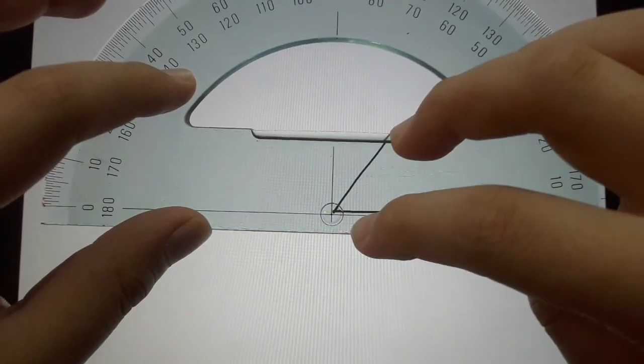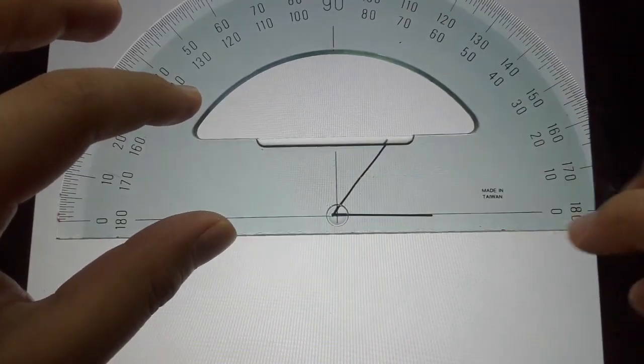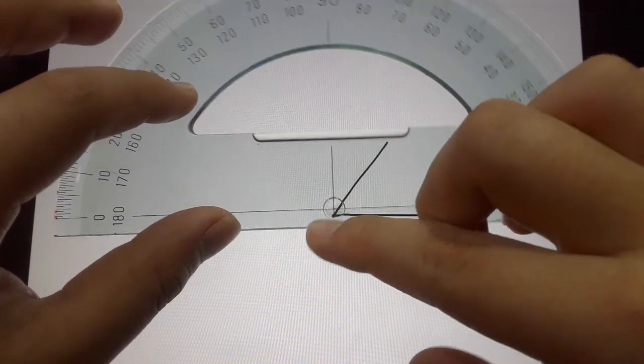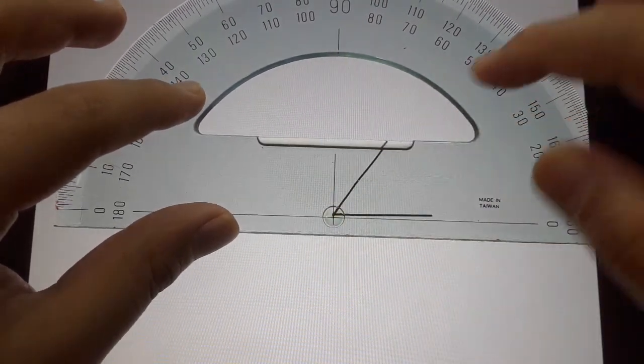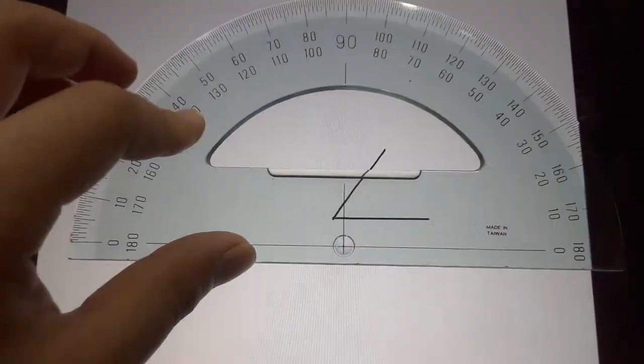Put the circle in the last part and then make it a straight line up here, 180 degrees. And when we measure it, it is 60 degrees, and it's acute.